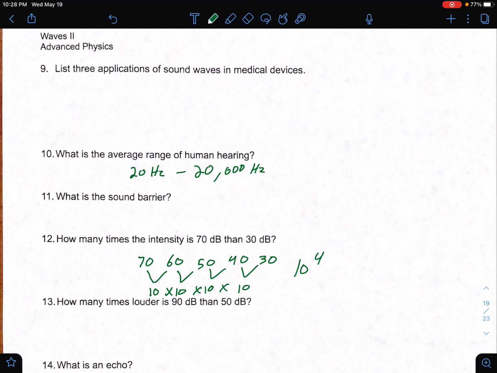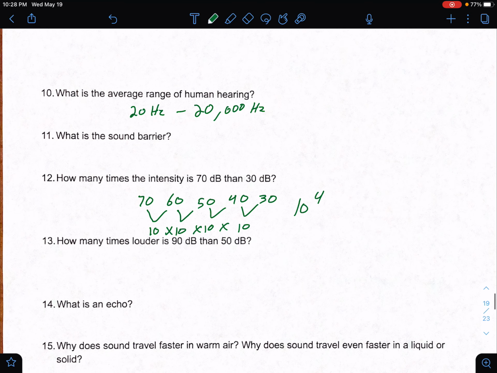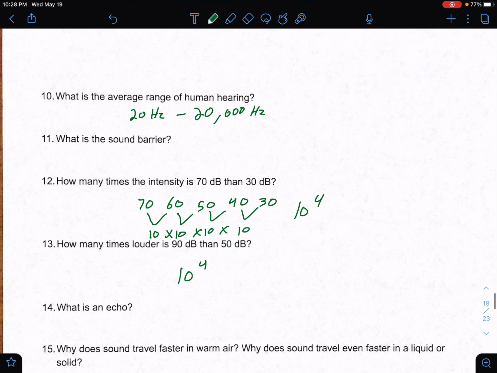Okay, 13, same thing. If you're going from 90 to 50, it's just the same. So you're going 10 by 10 by 10 by 10. So this would also be 10 to the 4th. Okay, what is an echo? An echo is a reflection of a sound from a smooth surface at a distance.